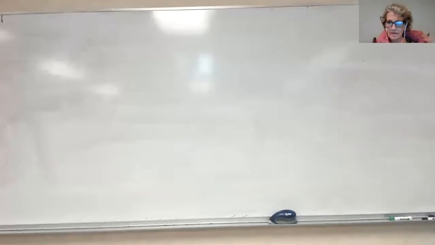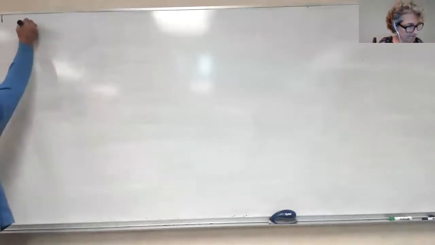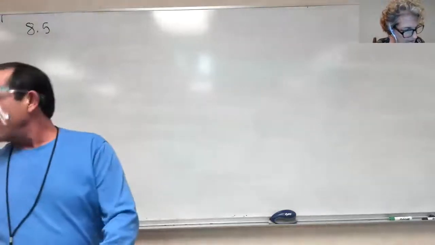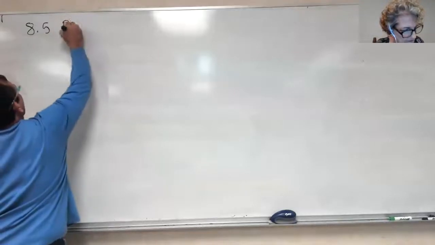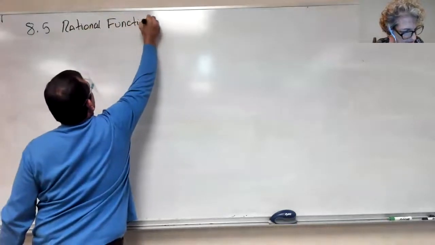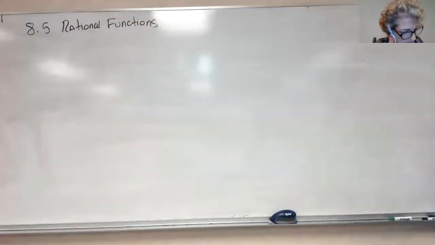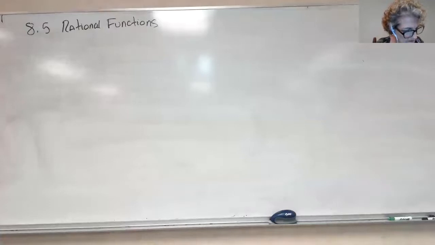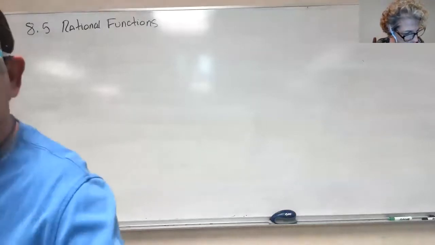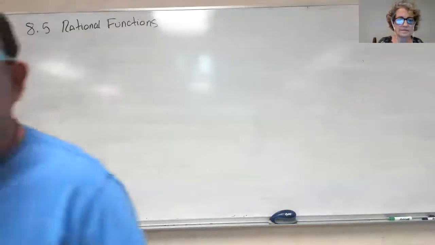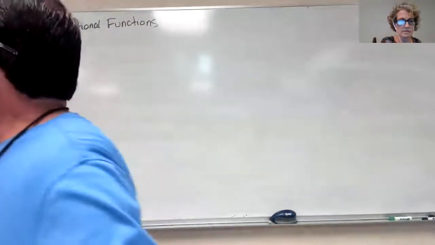8.5. All right, so we're getting started in 8.5. And this is going to deal with rational functions. So it starts out doing the domain, so I'm not going to redo a domain because we did them yesterday in 5.1. Same two problems it starts out with. I'm going to get into the asymptotes.